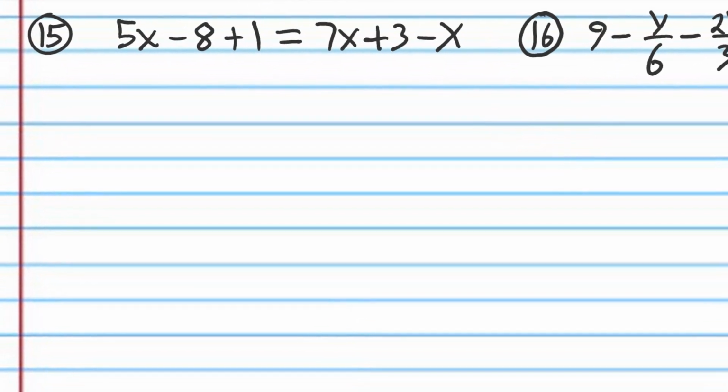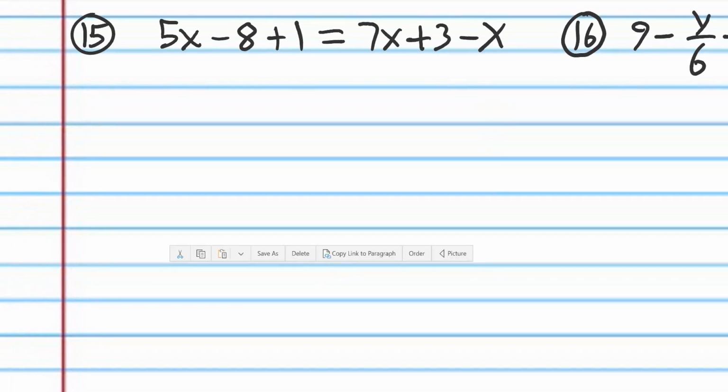So at number 15, you're going to have to simplify both sides of the equation first. Then you're going to start performing operations on both sides of the equation. So try number 15. And when you come back, we'll do it together.